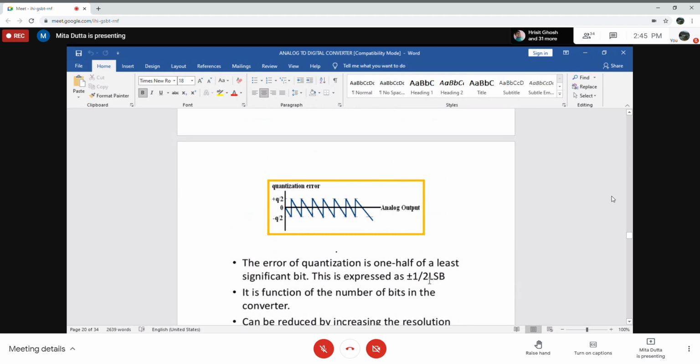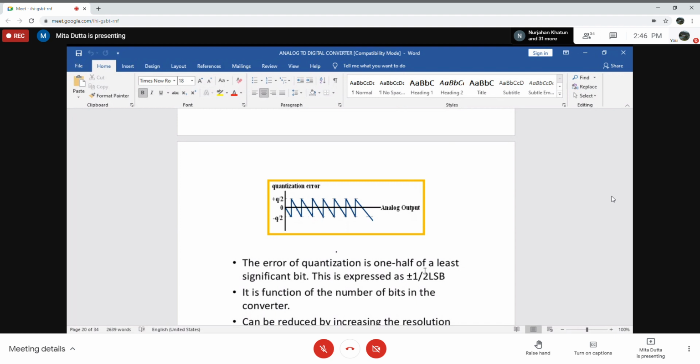And this quantization error can again be minimized if we increase the number of bits or the resolution. Because if the number of bits increases, say if it is 3 bit, then it will be VREF by 2 to the power N, where N is 3. And in that case, if we take VREF to be 8 volt, then what will be the quantization step for VFS 8 volt and N equals 3 bit?